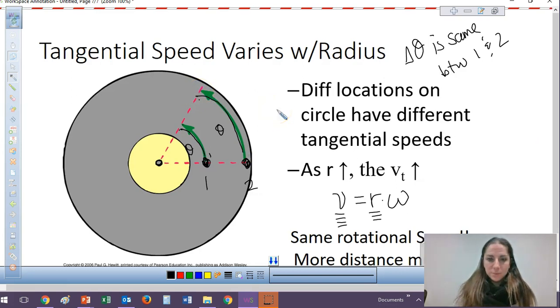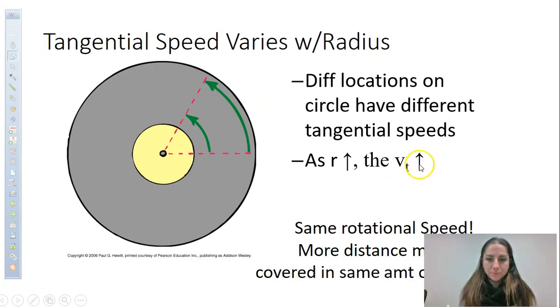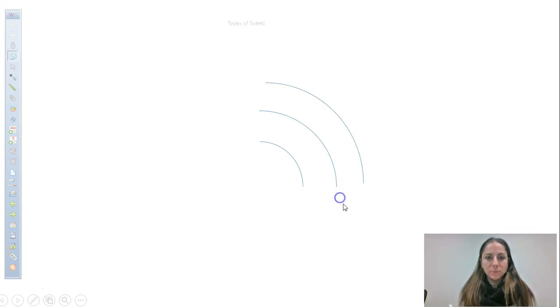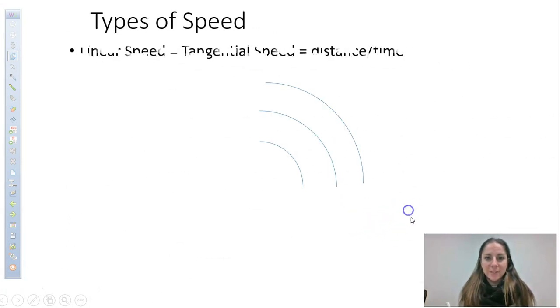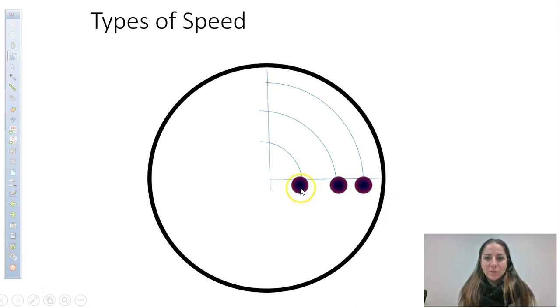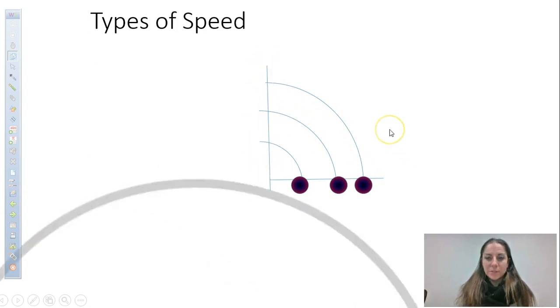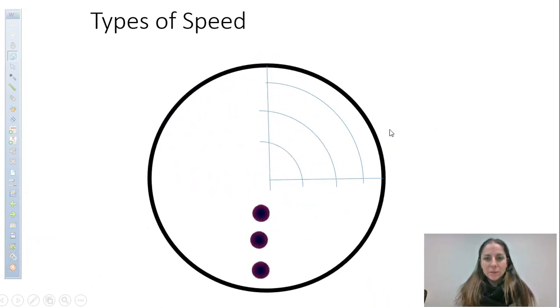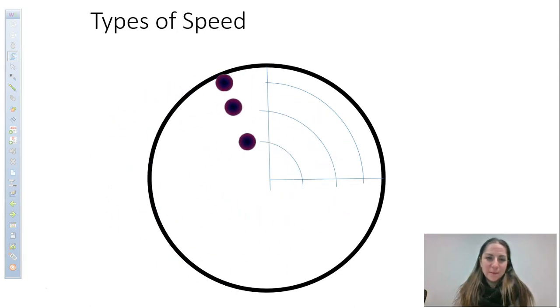So it turns out, if you watch this, I try to emphasize this in this animation. For all three of these dots to rotate at the same time, they all have to get to this point here. But if you notice, the outside dots have to move way faster than the inside dots to keep the rotational speed the same. Now, of course, this animation's not perfect, but you can get the idea.